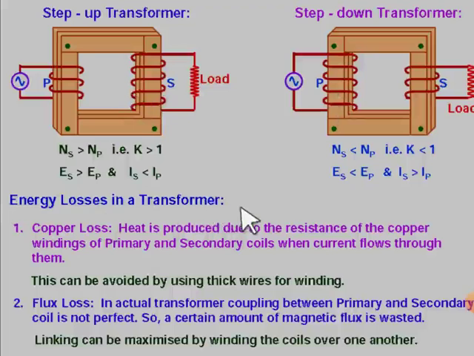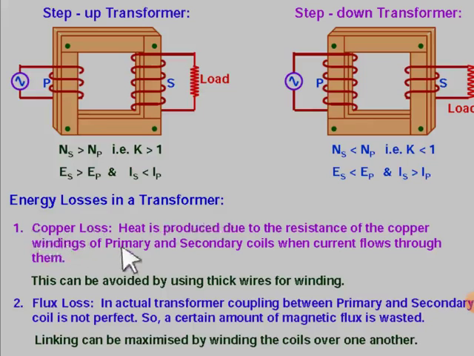But as I told you, in actual practice there is always loss of energy. The efficiency of a transformer can never reach 1 or 100%. So that means there is always some loss of energy during transformation of this electrical energy from high voltage to low voltage or from low voltage to high voltage. So let's see. The first one is known as copper losses.